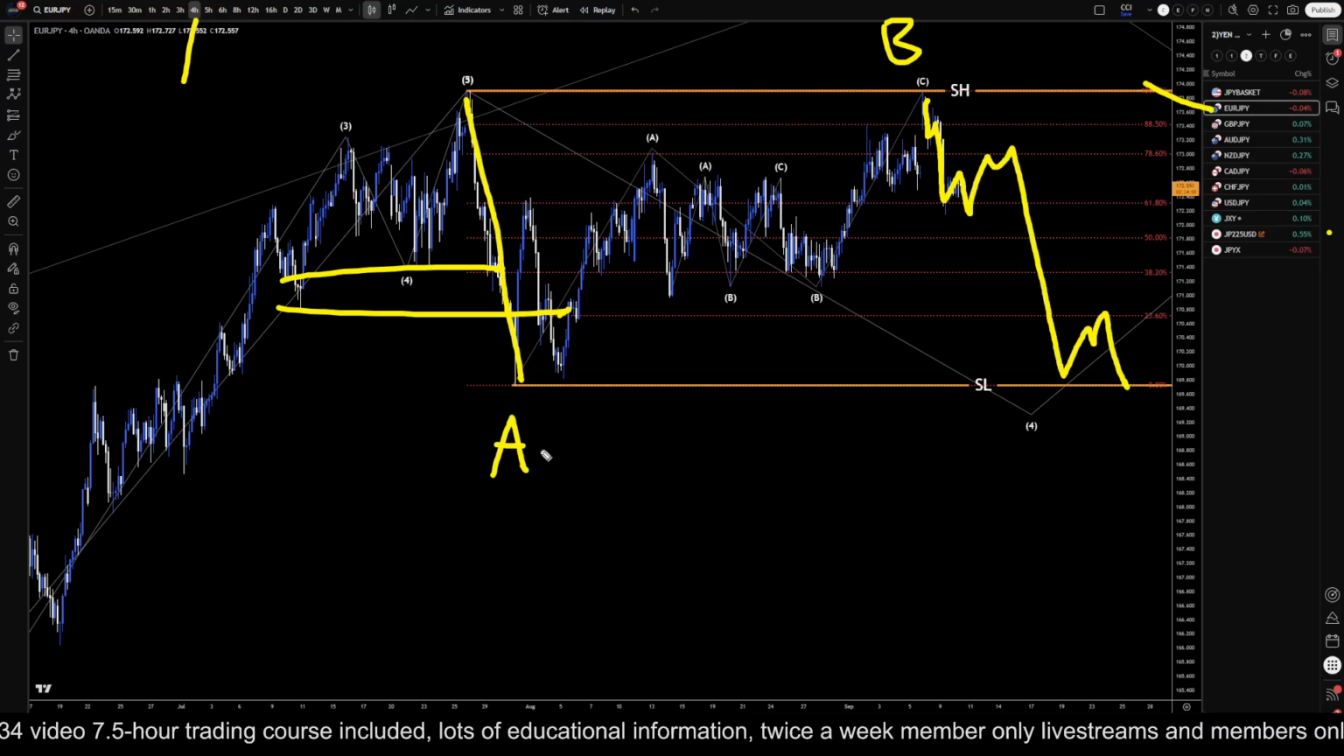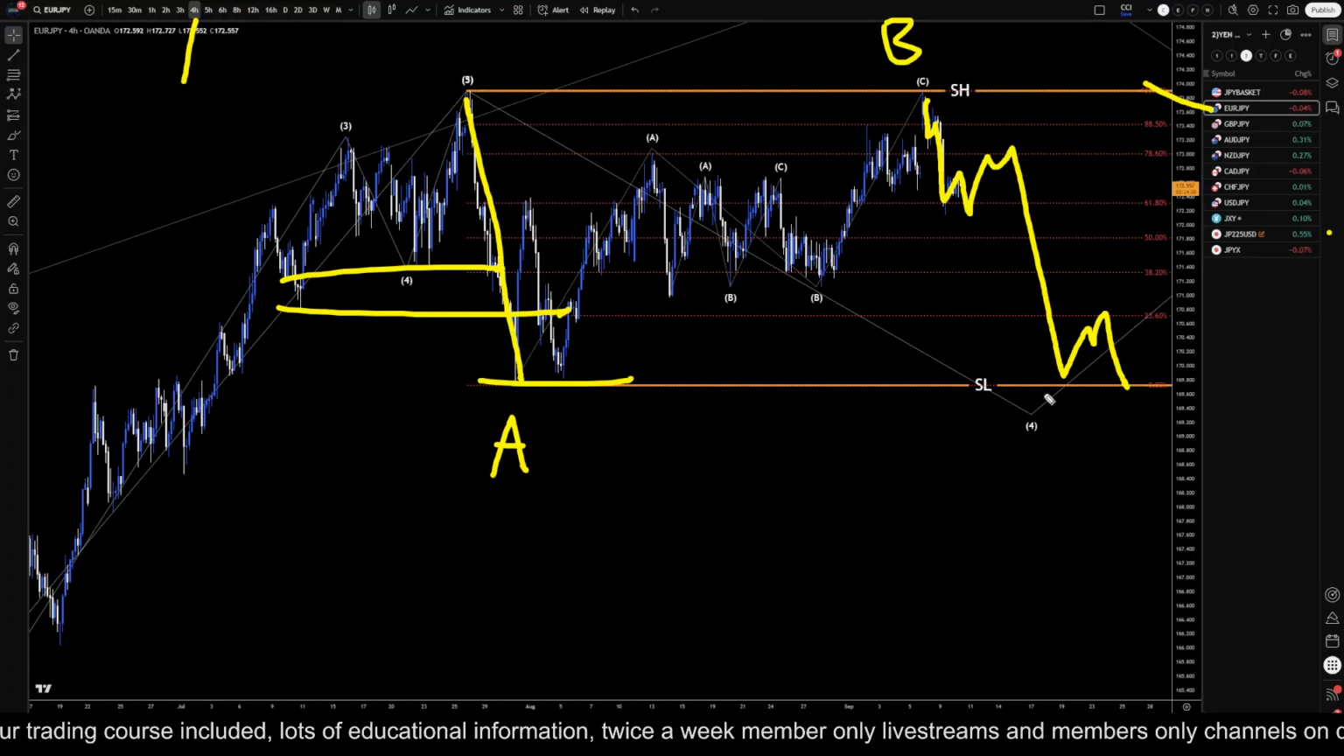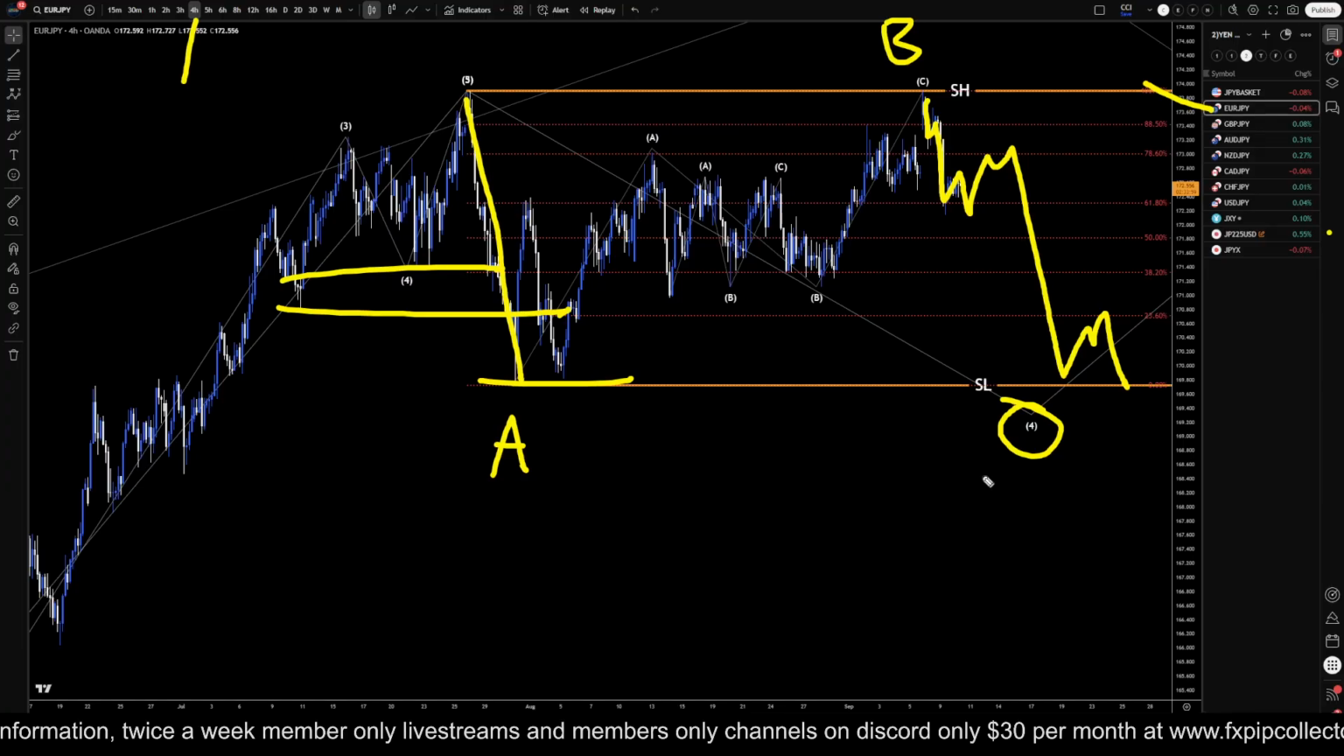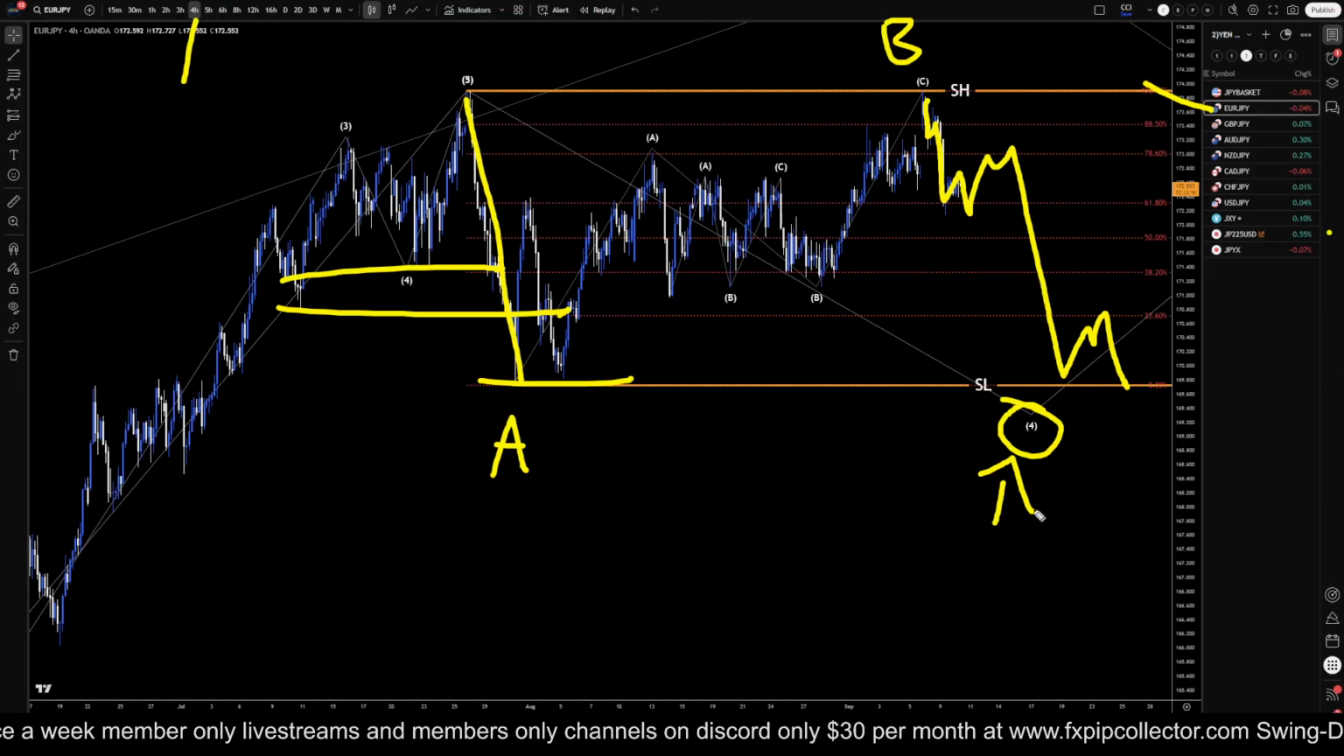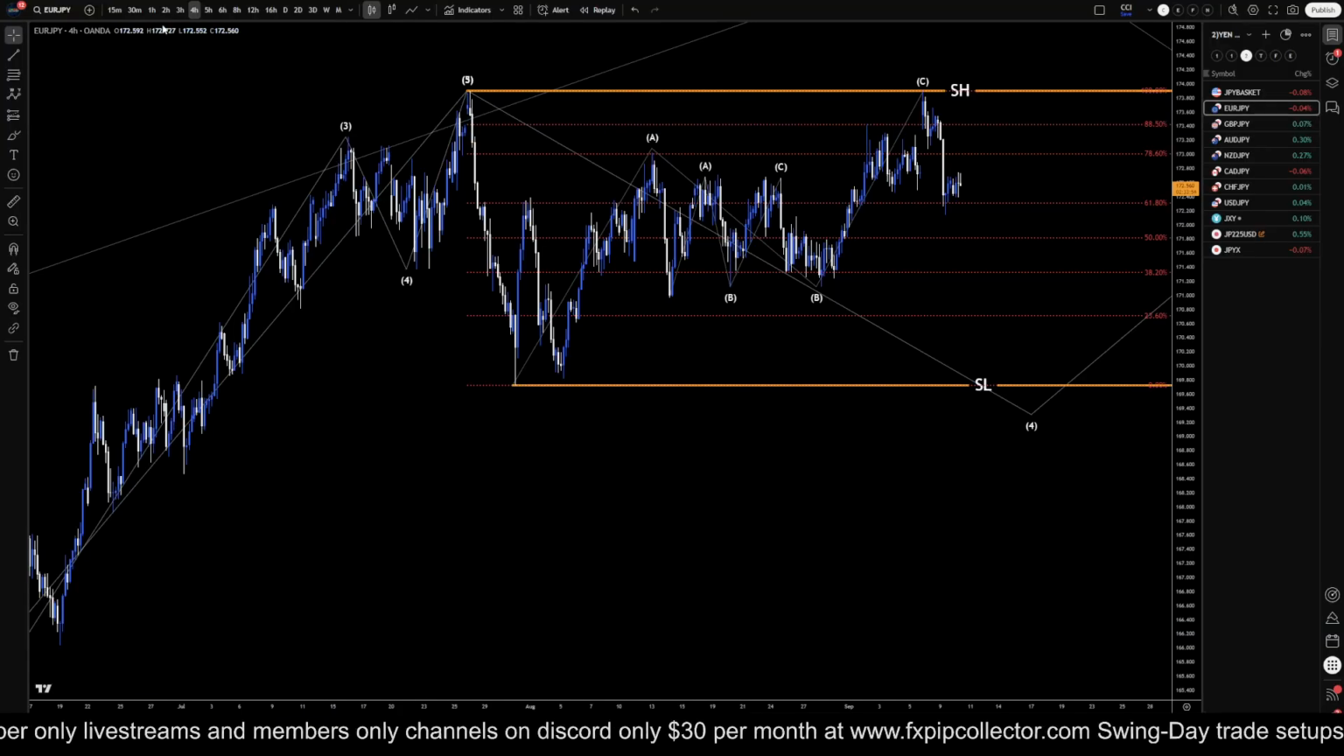a wave C. Most likely it's going to take out this low before it potentially turns back up one more time to finish off the higher weekly time frame 5 wave uptrend that we are potentially in. So this may just be a wave 4 of that 5 wave trend on the weekly.